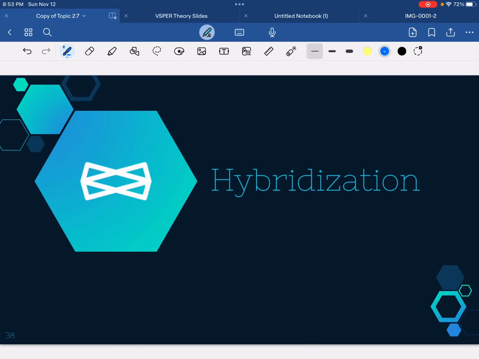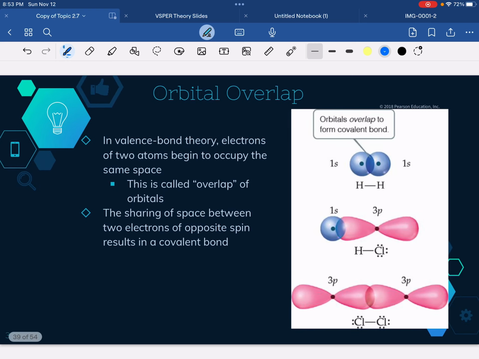Now, hybridization. This is the other thing we really haven't talked about. Hybridization is when we take our s orbitals and our p orbitals and our d orbitals and we mix them together to make a hybrid orbital. So in valence bond theory, electrons of two atoms begin to occupy the same space. This is called overlap, and this overlap is what creates our bond. The sharing of space between two electrons of opposite spin results in a covalent bond. That's where we're getting our covalent bonds.